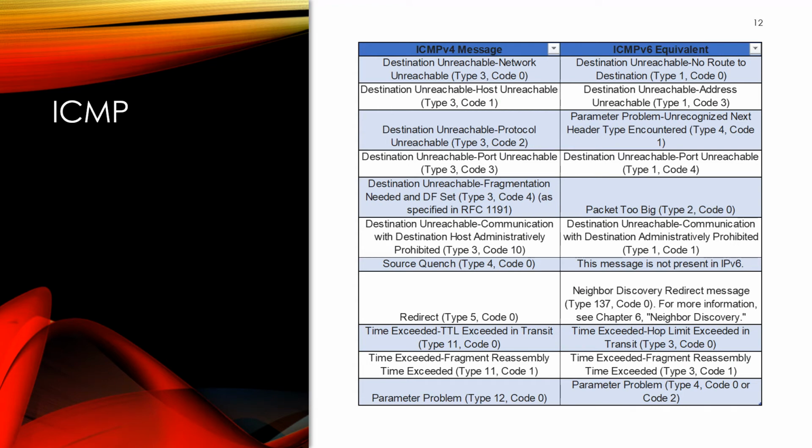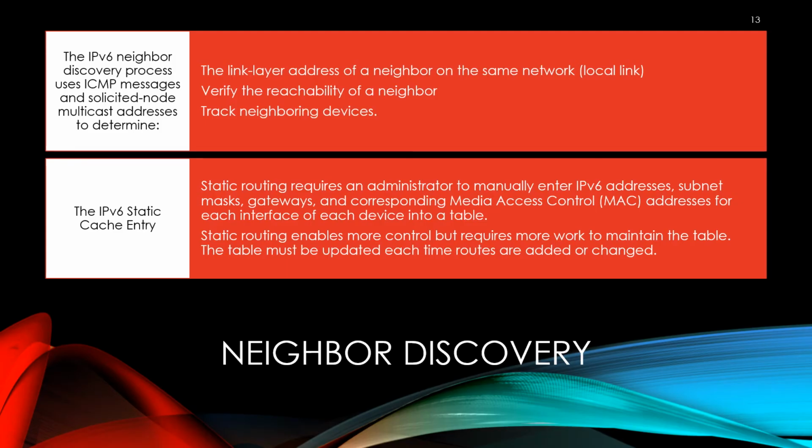Next slide. So the IPv6 neighbor discovery process uses ICMP messages and solicited-node multicast addresses to determine the link layer address of the neighbor on the same network. So it's a local network, and it verifies the reachability of the neighbor and tracks neighboring devices, which is pretty cool.